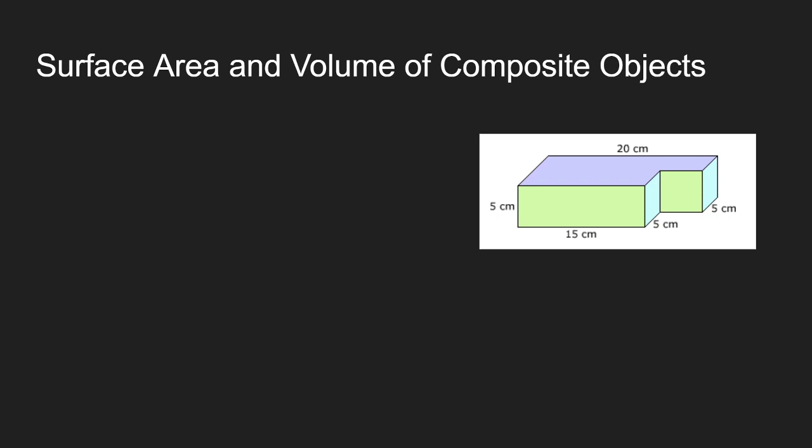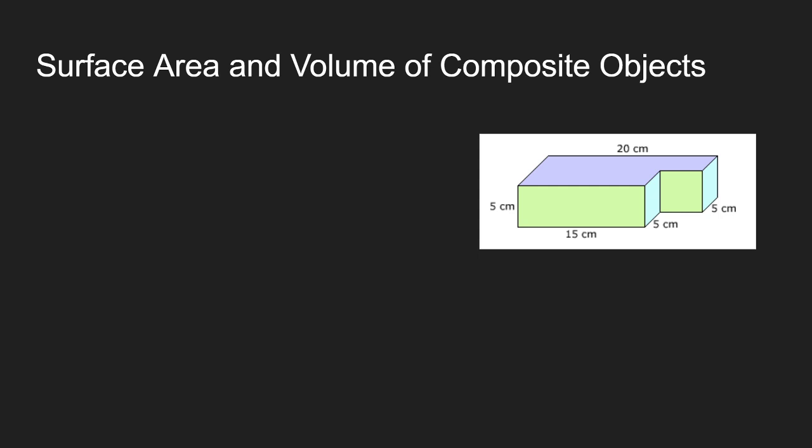Hey everyone, in this video we're going to be looking at surface area and volume of composite objects. To begin, a composite object is one where you can see two separate shapes that have been put together to make one object.